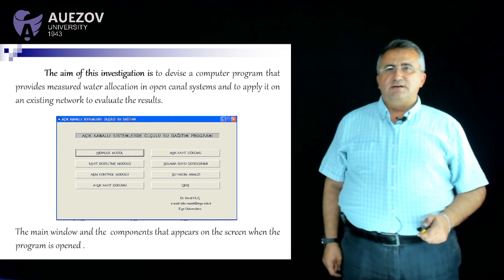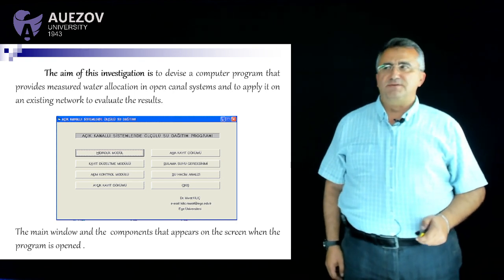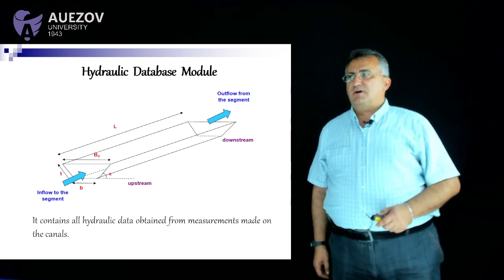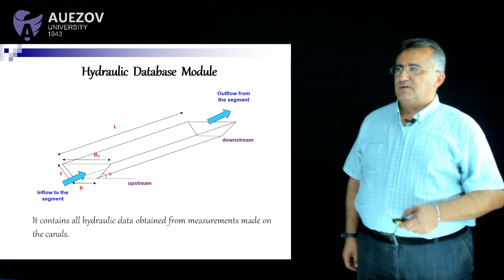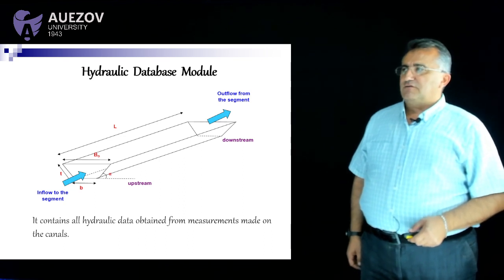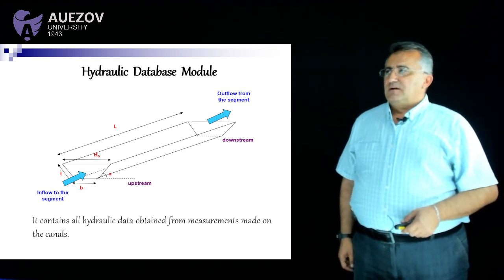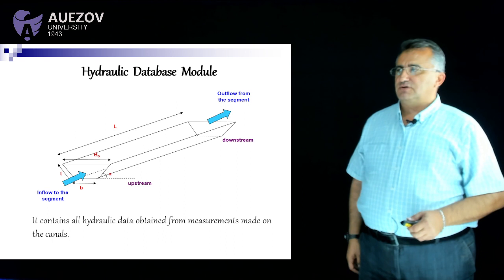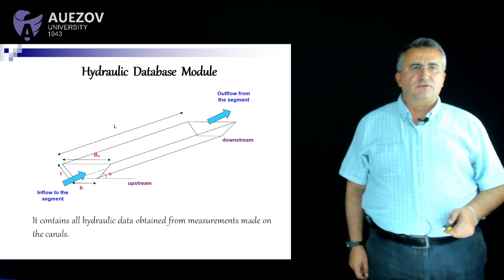The main window and the components that appear on the screen when the program is opened. The first module is the hydraulic database module, and we see here a trapezoidal canal segment. At the beginning, inflow of the segment, and on the other side, outflow from the segment, upstream and downstream, and the other hydraulic parameters of the canal. This module contains all hydraulic data obtained from measurements made on the canal system.